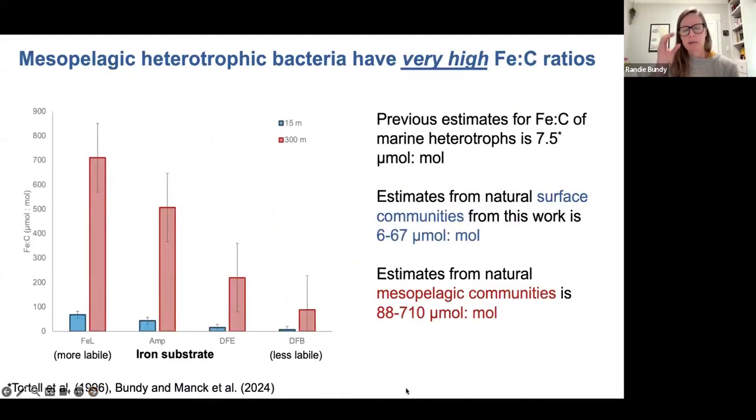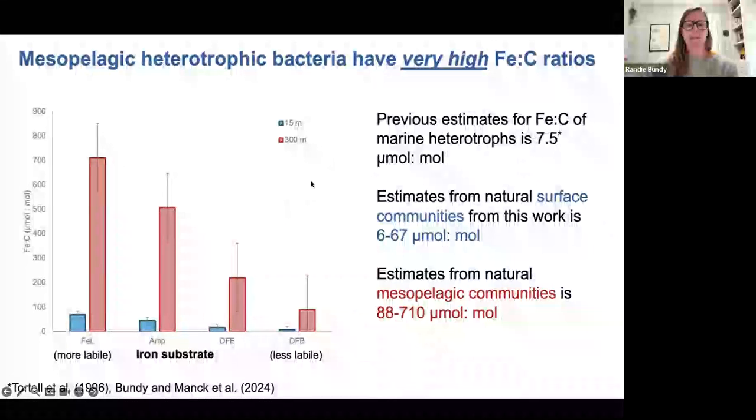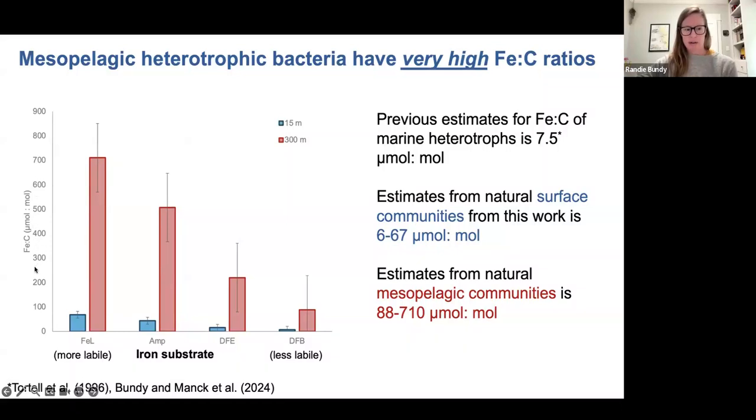Since we saw these fast uptake rates, we wanted to estimate what the iron uptake quotas are in the mesopelagic at these depths, since there are so many fewer bacteria. And that's what I'm showing here on the left. This is iron to carbon uptake ratios that I was calculating from those radioactive iron uptake experiments, and the different iron additions or substrates that I was using are on the x-axis here. And when I showed you in the beginning our one published estimate of iron to carbon quotas for marine heterotrophic bacteria, it was about 7.5 micromoles per mole.